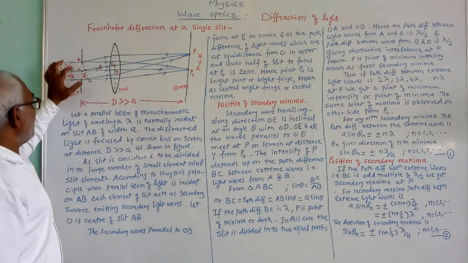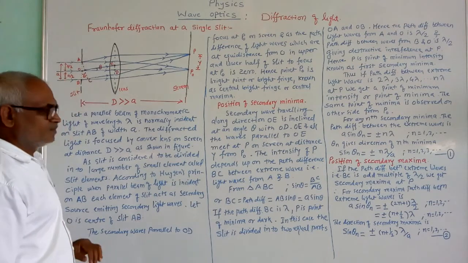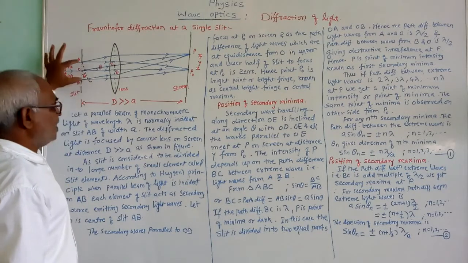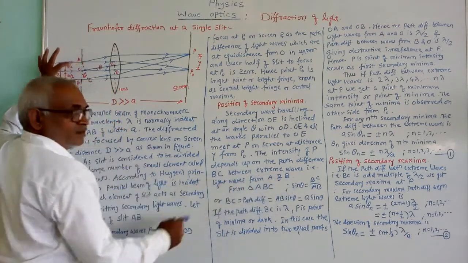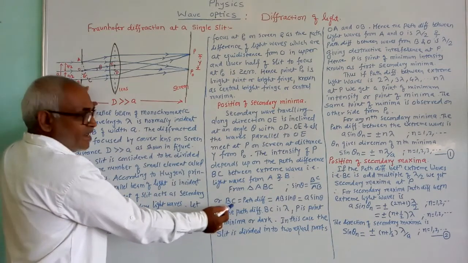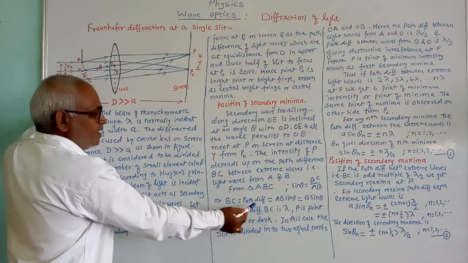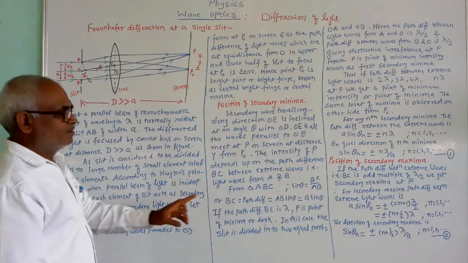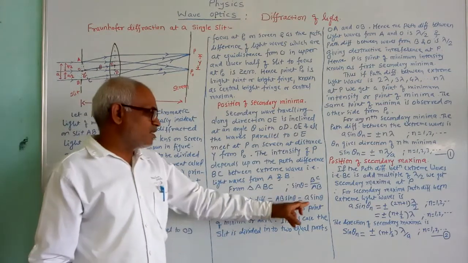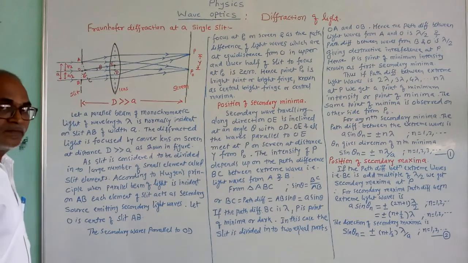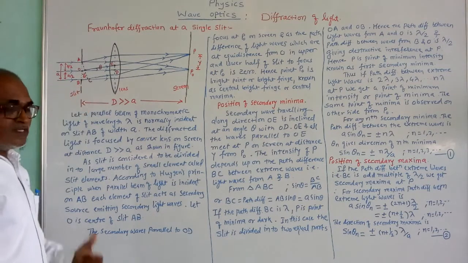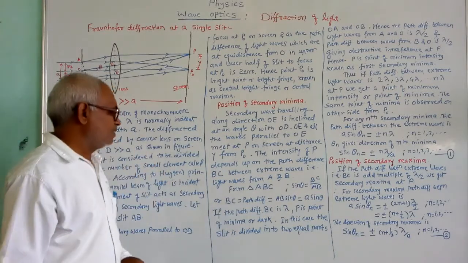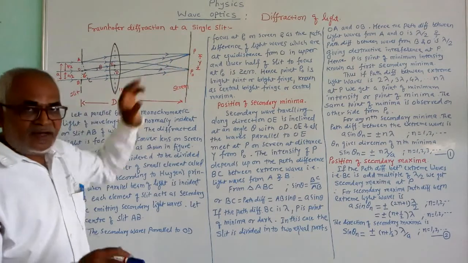Now here from triangle ABC, sine of angle theta equals BC upon AB. Therefore the path difference BC equals AB sine theta, and as AB is the slit width, small a, the path difference BC equals a sine theta. If this path difference BC equals the wavelength of the light wave, that is lambda, the point P is a point of minima.